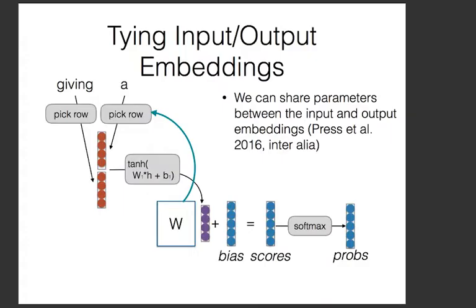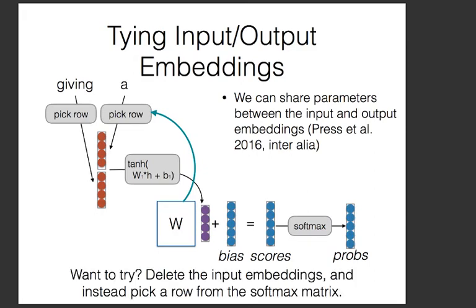And by doing this, because a large portion of the parameters in your neural network model are in this lookup and this softmax, this reduces the parameters in your model by approximately half and can help your generalization. And this is a pretty standard thing to do now. I think a lot of people do this. If you want a small challenge to try this, you can download the sample code and try to do this yourself.